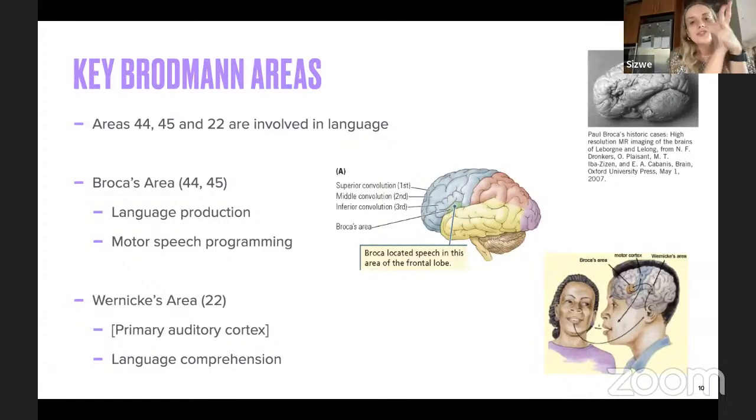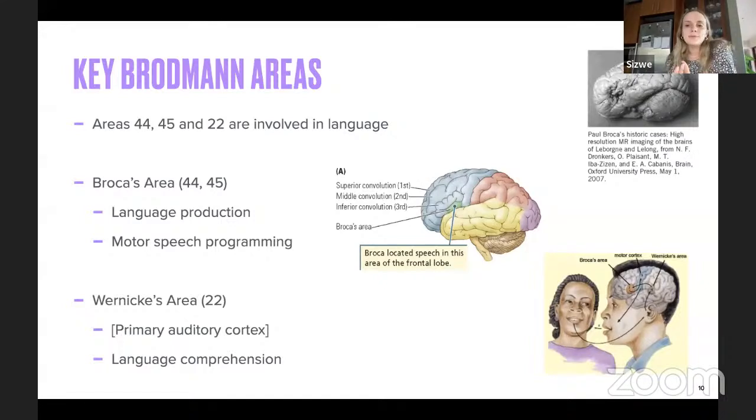key Brodmann areas, just to continue, I use this language example to kind of illustrate it a little bit more. 45, 44, 22. Okay, those are the big ones. 44 and 45 are Broca's area, okay? They're involved in language production and motor speech programming. So literally our brain figuring out how to speak and then doing it, okay?